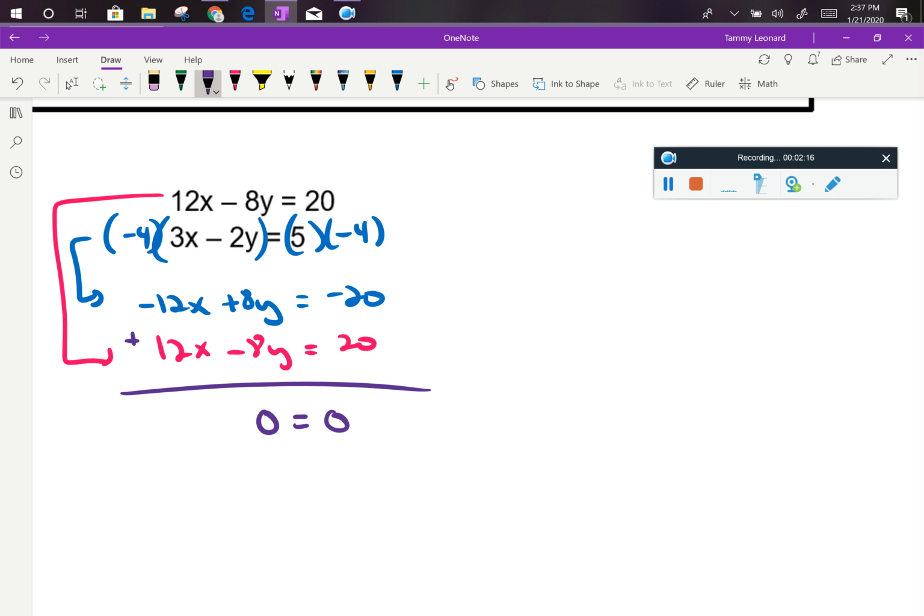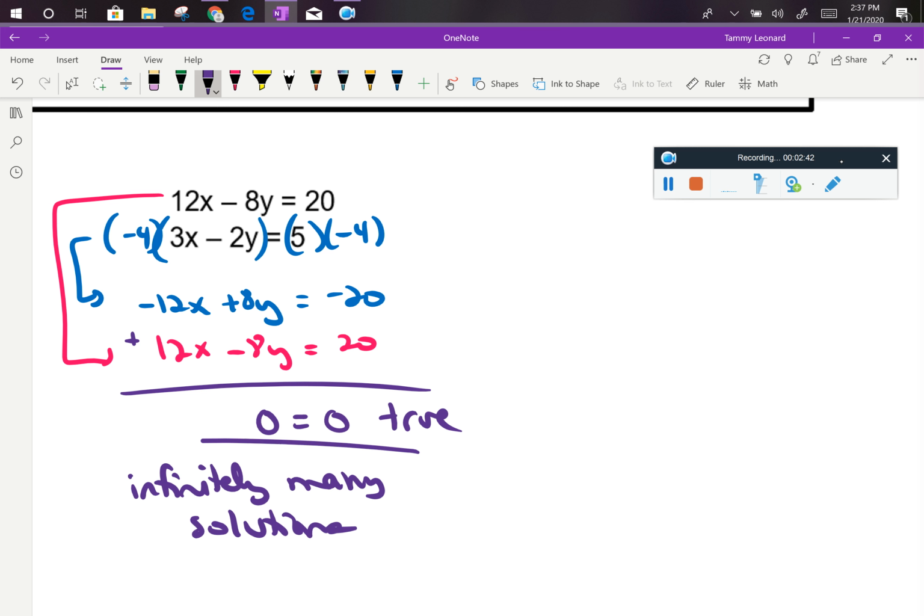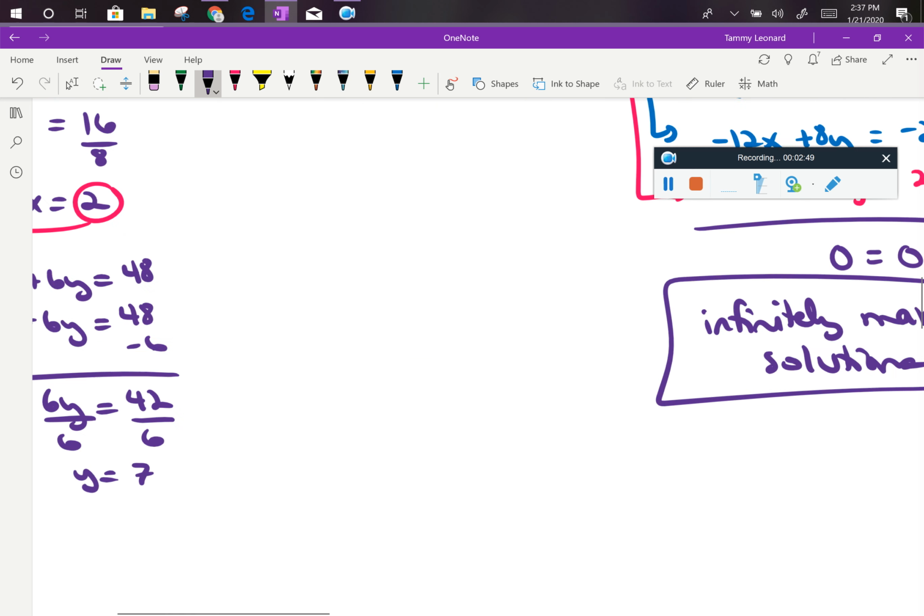Now, in our what to watch notes, we saw what happened when we got something like 0 equals 19. Those were not actually equal to each other. But notice in this problem, 0 does equal 0. This is a true statement. So this absolutely can happen. In fact, it happens everywhere along the lines. So this has infinitely many solutions. These two lines are actually the same line, which is why they share all of their points. So there are infinitely many solutions along that line.